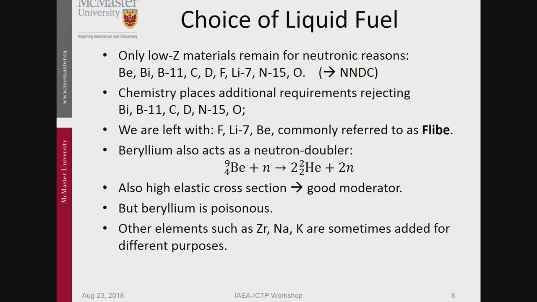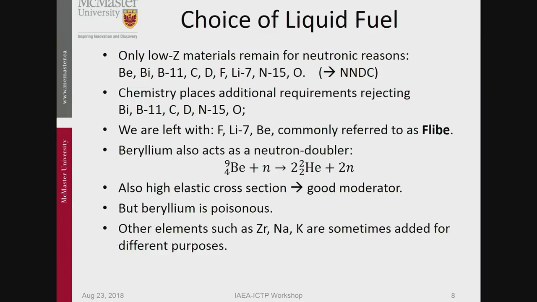And oxygen. Oxygen is something you don't want to have in there. And this is all chemistry. And it's really important, and I really have no idea about it. So we are left with fluorine, which is really good. And you will see that all the molten salts are always fluorides. Lithium-7, which is really good. And beryllium, which is so-so. And this combination is commonly referred to as FLiBe.